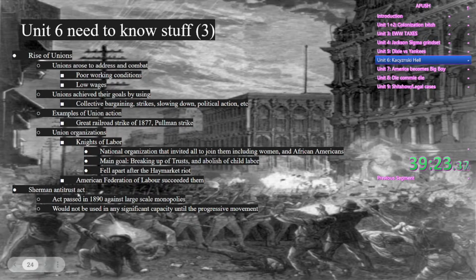Also know the Sherman Antitrust Act, which was passed in 1890 against large-scale monopolies. However, it would not be used in any significant capacity until the presidency of Theodore Roosevelt and the Progressive Movement.